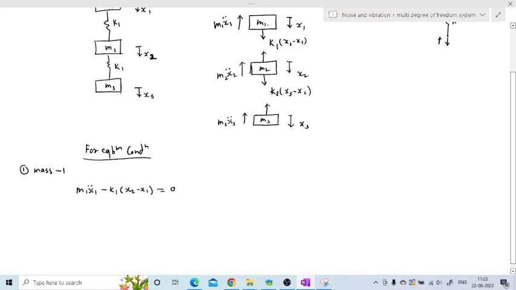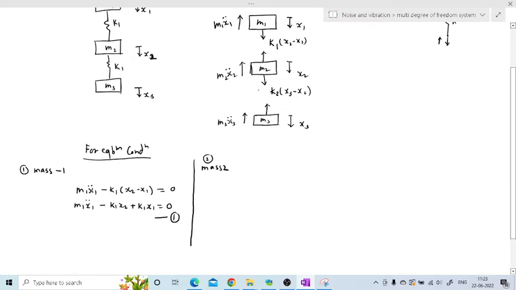We have two forces on mass 1. One is upward, one is downward. So upward I have considered positive, so downward ultimately it is negative. So simplify this one. So m1 x1 double dot minus k1 x2 plus k1 x1 will be equal to 0. So this is the first differential equation. Okay, so this is the differential equation for mass 1. Similarly, I'll write here for mass 2. Okay, so mass 2, this is the second one.